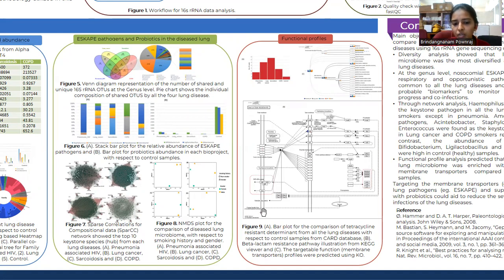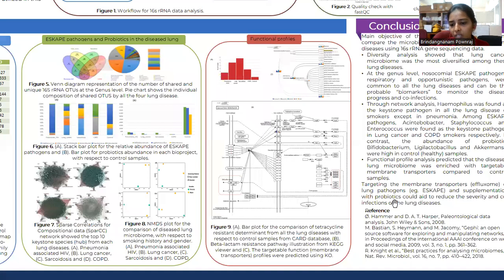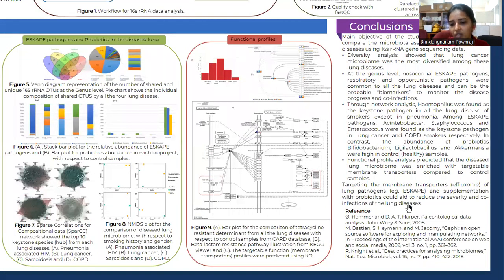RND transporters are transporters present in the bacterial membrane. The mechanism of RND transporters is effluxing the antimicrobial agent from inside the cell to outside the cell. So blocking or targeting this membrane transporter from all the ESKAPE pathogens found in this study is one way to reduce the disease severity and co-infection of the lung diseases. Along with that, supplementation with probiotics is also one way to reduce the severity and co-infections.